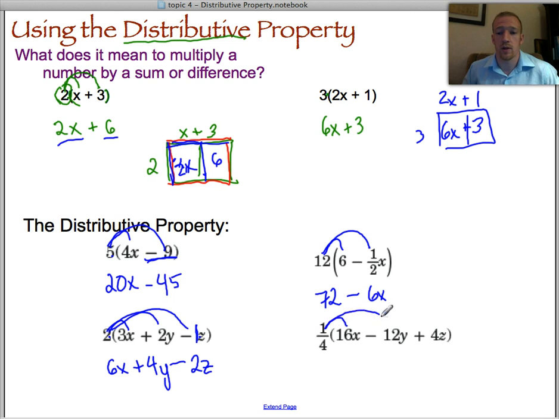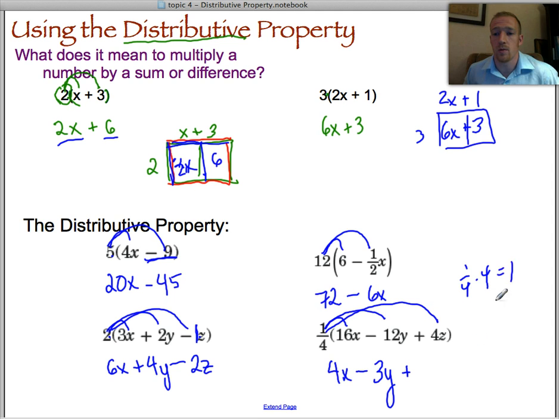You can distribute fractions just like any other number, all right? Fractions are people too. It's fine. 1/4 times 16 is 4x. 1/4 times negative 12. Well, this is a negative, so we have a negative number here. 1/4 times 12 is 3. So 1/4 times 12y is 3y. 1/4 times 4z is just 1/4 times 4 equals 1. So that gives us just a 1z. D-O-N-E. So here is your U-try for that.